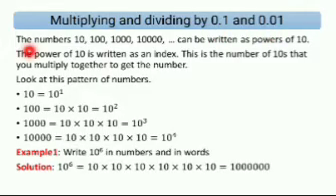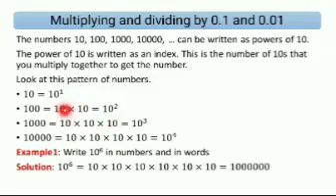0.01. Now the numbers 10, 100, 1000, 10,000, and so on can be written as powers of 10. The power of 10 is written as an index. This is the number of tens that you multiply together to get the number. Now look at this pattern of numbers. So 10 is the same thing as 10 raised to the power of 1. 100 is the same thing as 10 multiplied by 10, which is equal to 10 raised to the power of 2.